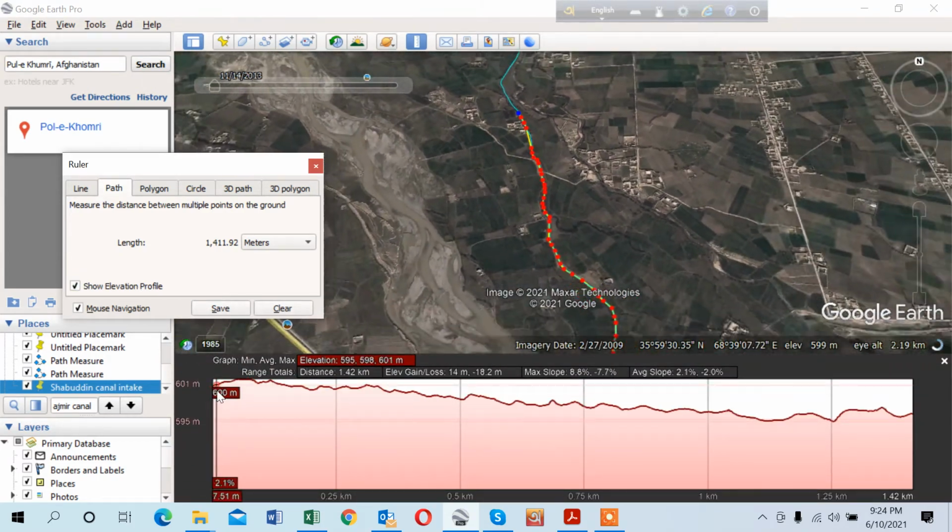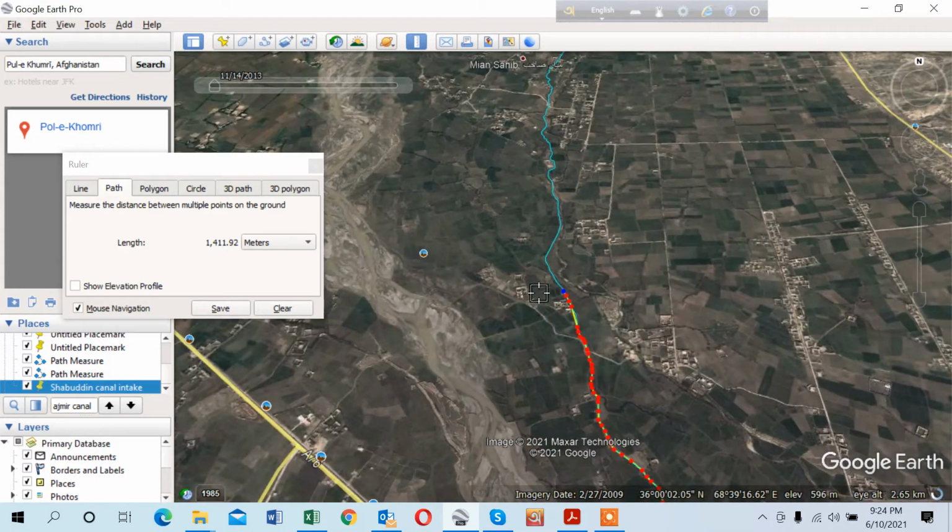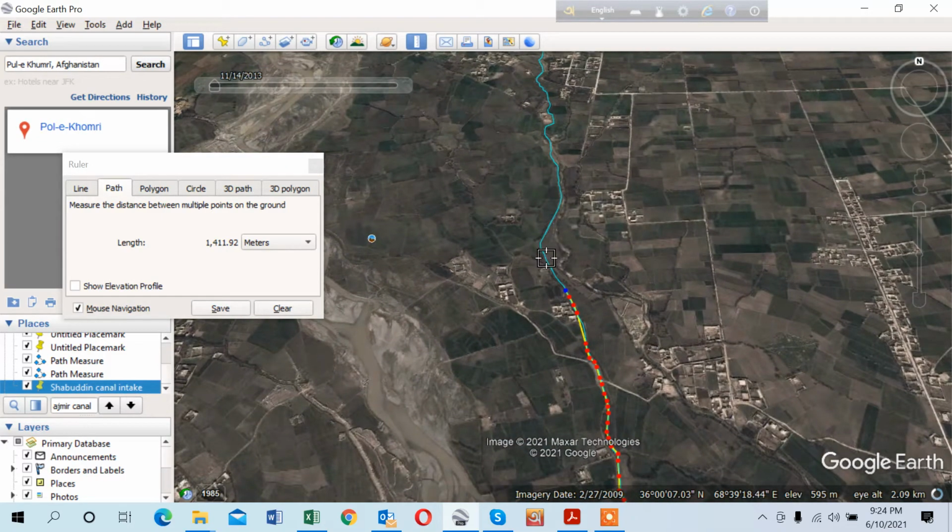Here the level at the intake side is 1601, and at the end of the 1.4 kilometer it is 1596. So it is almost a 5 meter fall. So there is a gradient of 5 meter. So this is quite a high gradient. Then I'll run a little bit further and then I'll show you how to plan an irrigation canal.